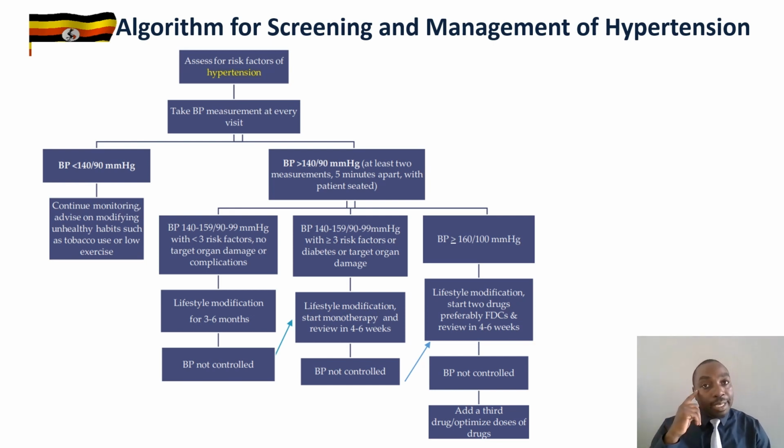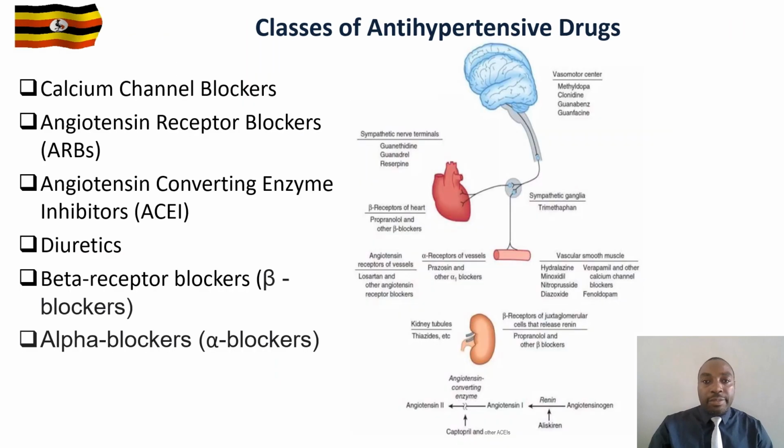I talked about the eyes, I talked about the brain, the heart, the kidneys. Now, if someone has blood pressure above 160 over 100, straight away we go to at least 2 drugs with lifestyle modifications, and we review after a month.